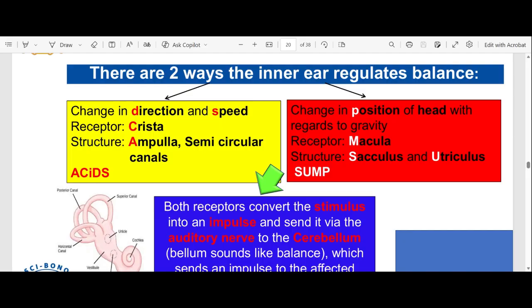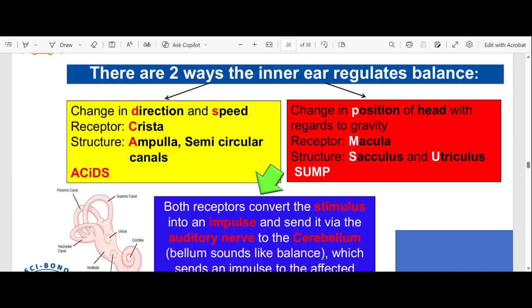What's the base of your semicircular canals? Your ampulla, right? So inside your ampulla, you find what? Cristae. And your cristae will convert the stimulus into a nerve impulse. And then that nerve impulse will be transmitted by the vestibular branch of the auditory nerve to the cerebellum. Then your cerebellum will send impulses to your muscles to maintain balance.